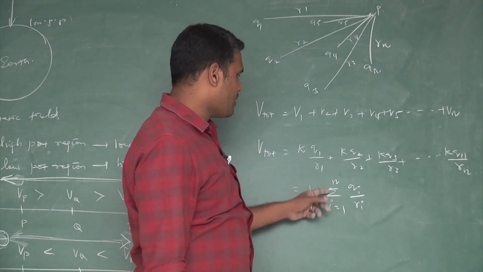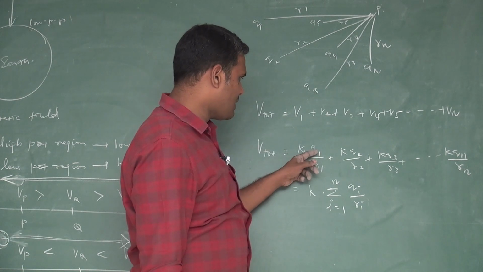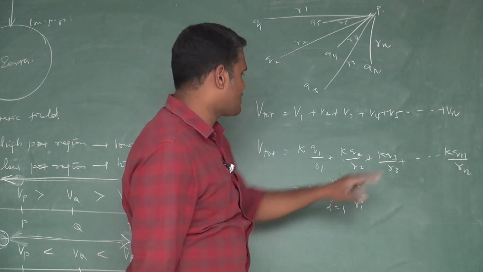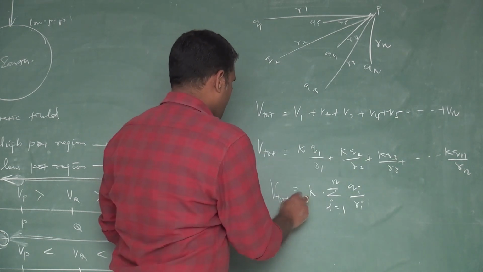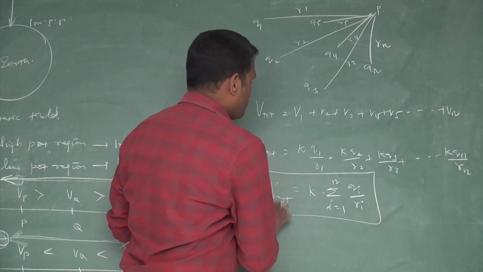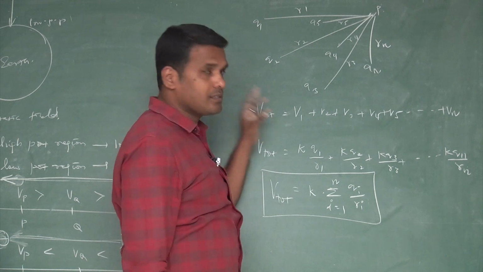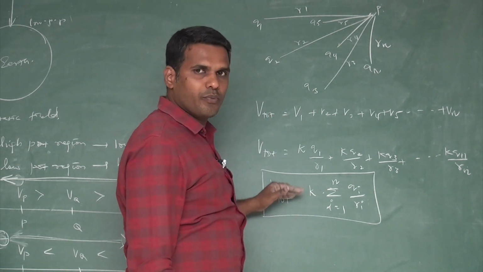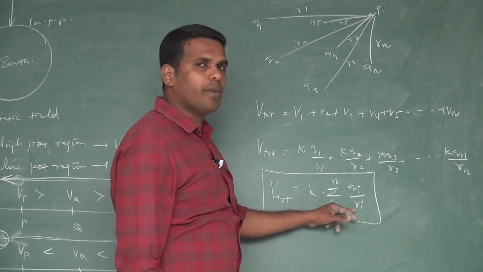This is the meaning. Sum over i equals 1 to n, which means we have to substitute the suffixes as 1, then 2, then 3 up to n. This summation is expressed in this form. So the total potential at any point due to a large number of charges at various distances R1, R2, R3 will be given by this expression: V total equals K into sum over i equals 1 to n of Qi divided by Ri.